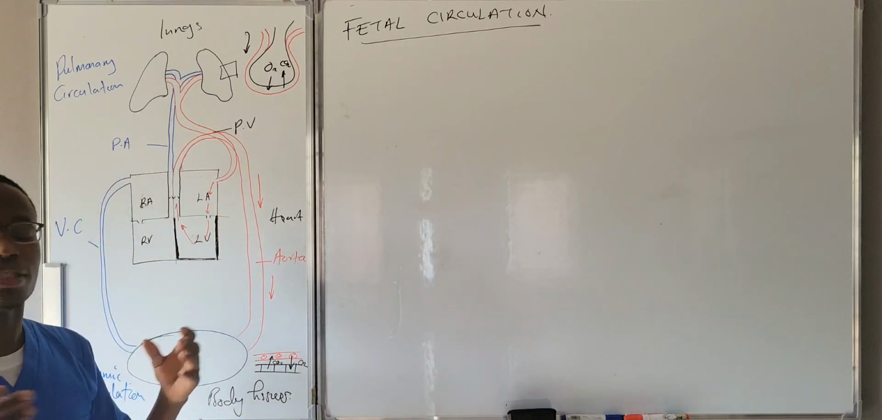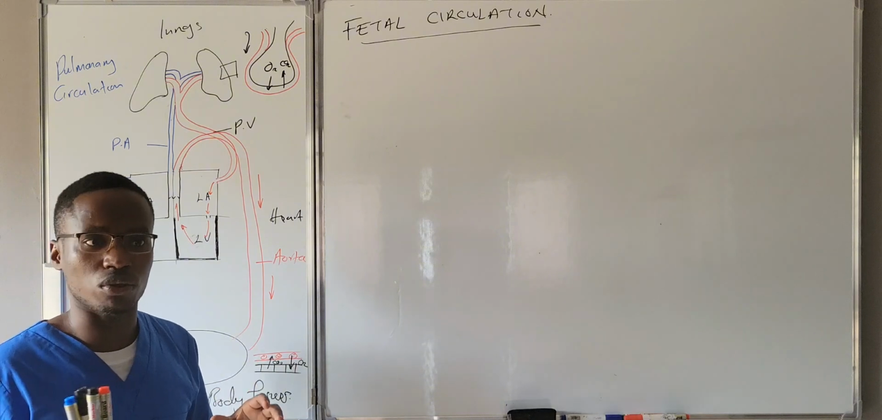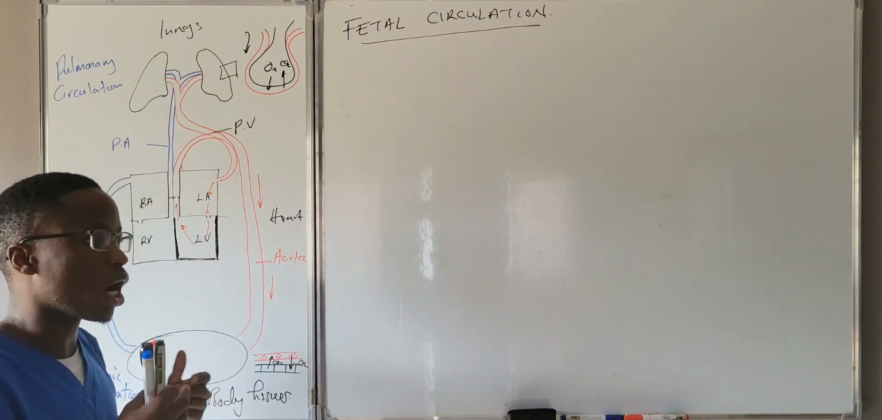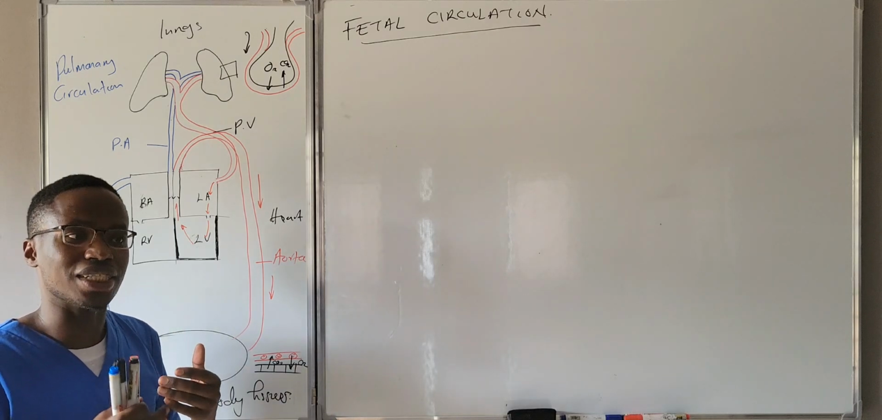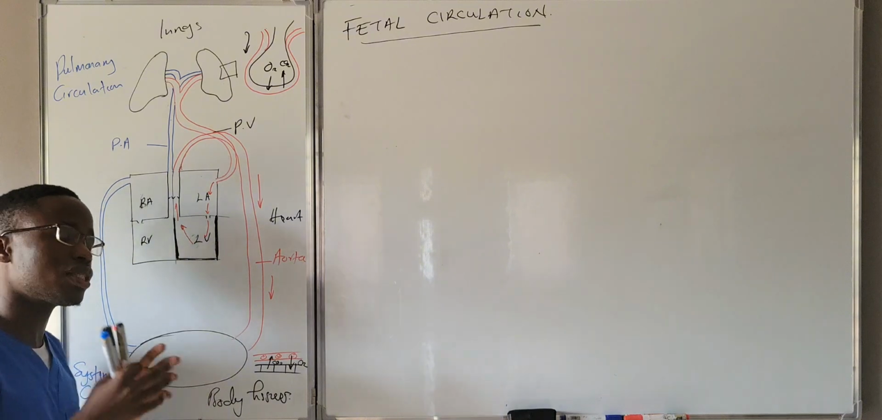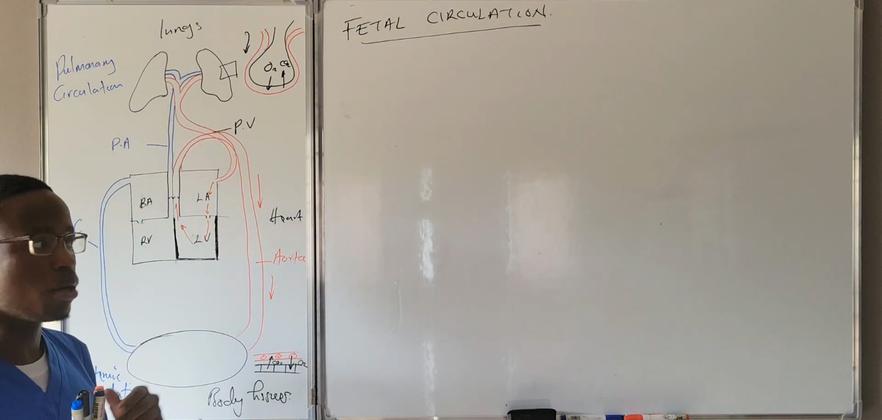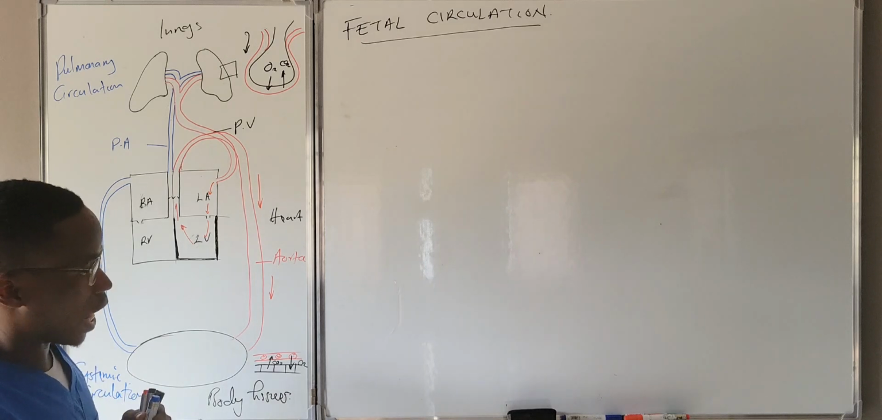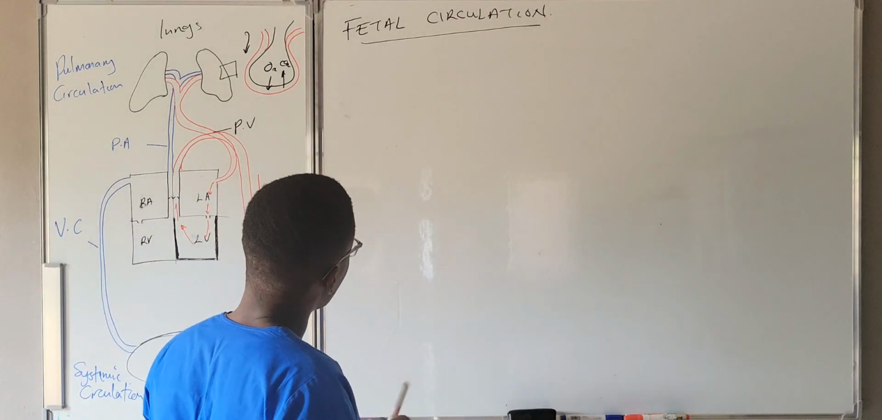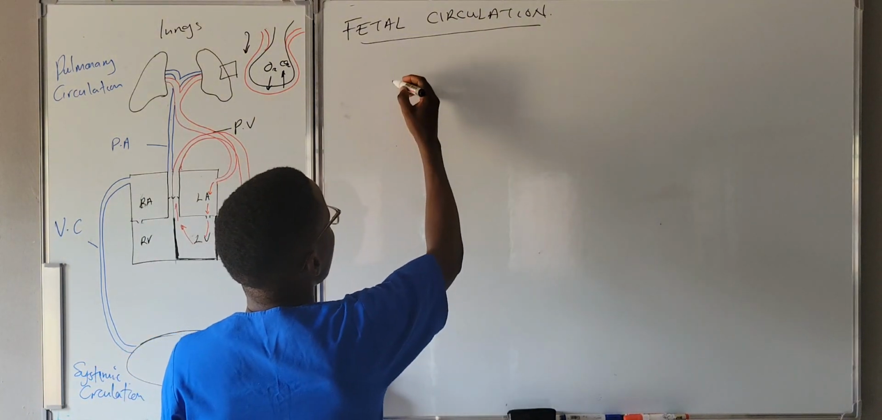So what is the option? What should happen? That is what we want to look at. That's what we want to concentrate on. How is gaseous exchange done in a baby? The systemic circulation basically doesn't differ so much, but of course there are a few differences here and there. That's what we want to try and explore. So let's try to look at a baby. Let's try to draw a baby here.